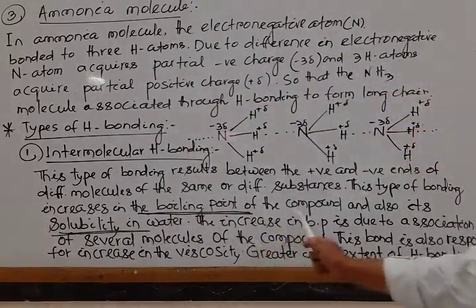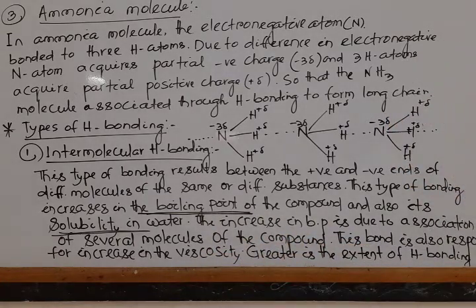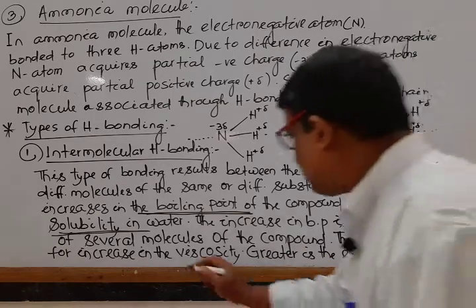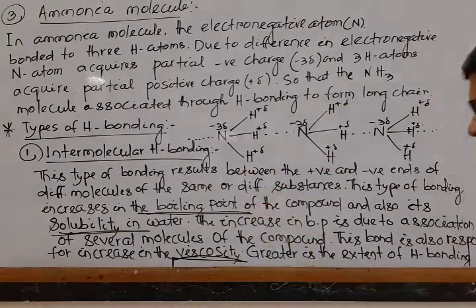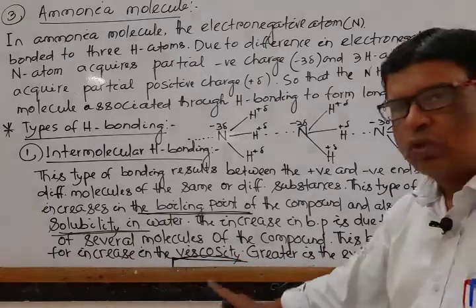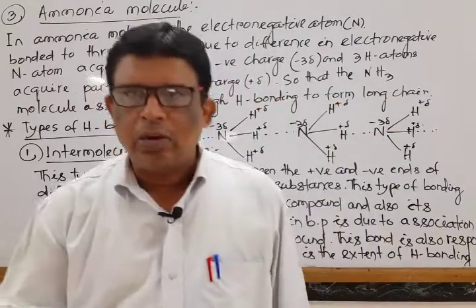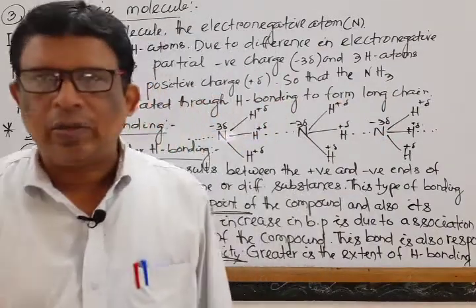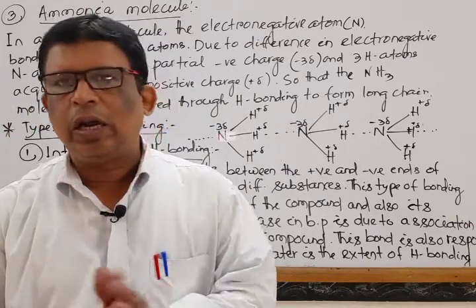Mark that. This increase in boiling point is due to the association of several molecules of the compound. This bond is also responsible for an increase in viscosity. Another important factor: due to the formation of intermolecular hydrogen bonding, viscosity also increases. That means the higher the extent of intermolecular hydrogen bonding, the higher the viscosity. It is all about intermolecular hydrogen bonding.